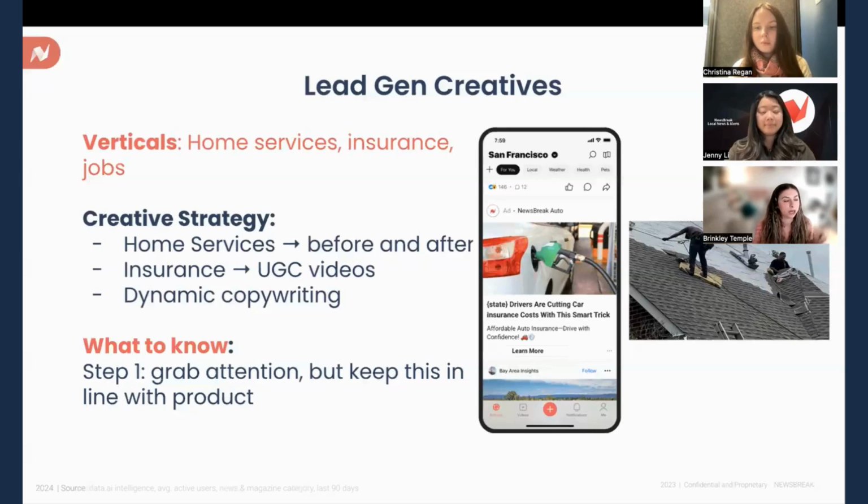And then Jenny mentioned this for search arb, but dynamic copywriting is super recommended for lead gen specifically because it makes the ad locally relevant. And we have state and city macros that you can put in the title or the description of the ad. It's just basically going to change based off of where the user is located. And yeah, overall, just testing different creative strategies that grab attention and keep it in line with the product.